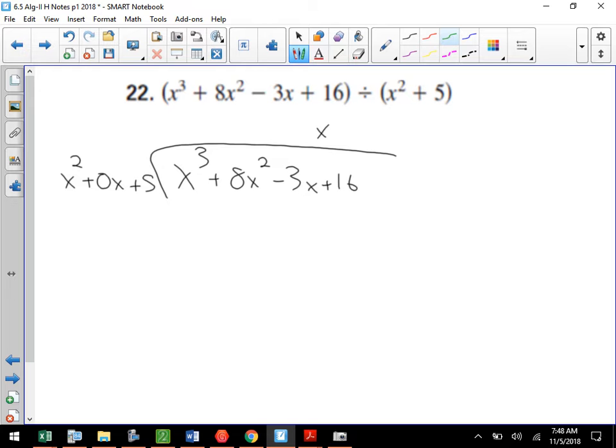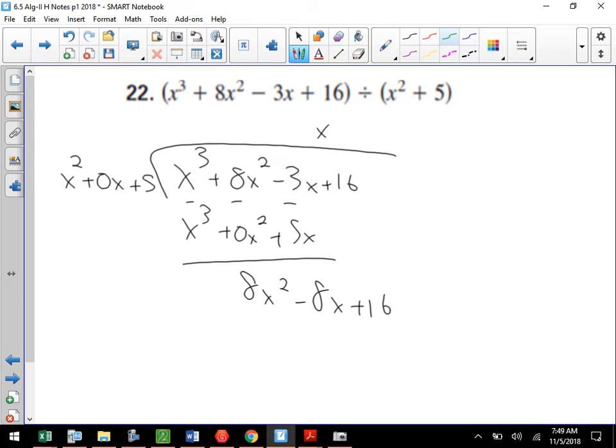Then as you go through it, it's not terrible. You got x cubed, 0x squared, and a 5x. 3 subtraction problems. The x cubed goes away. 8x squared minus 0x squared is just 8x squared. Negative 3 minus 5 is a negative 8x, and then bring down the 16.